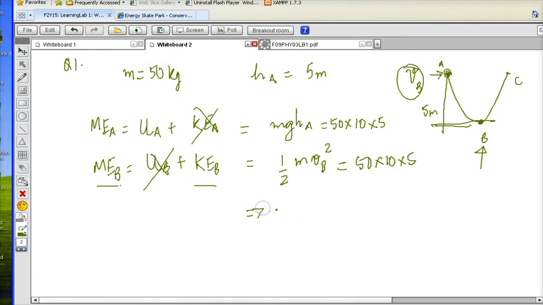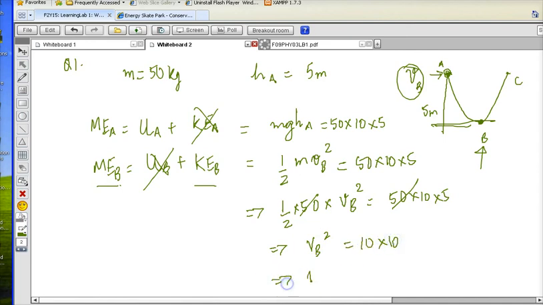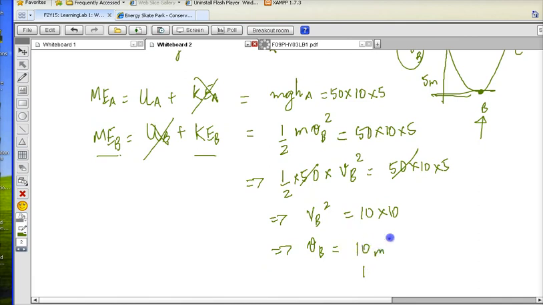So I'm going to write this as 1/2, just put in the numbers, times 50 times Vb squared must equal 50 times 10 times 5. That cancels, and I get Vb squared equal to 10 times 10, which means that Vb must equal 10 meters per second. Is this clear?